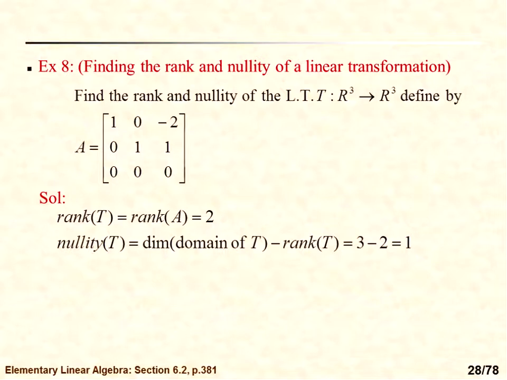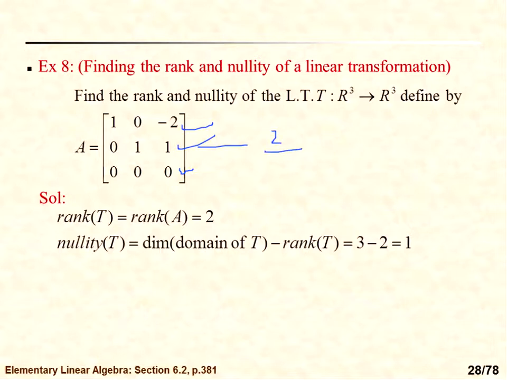There is a question based on the rank nullity theorem. Find the rank and nullity of a linear transformation from R cube to R cube defined by this matrix. By the rank nullity theorem, we know nullity plus rank is equal to n. What is the rank of this matrix? The rank is the number of non-zero rows. Here one row is non-zero, this row is also non-zero, and this row is 0, so our rank is 2.